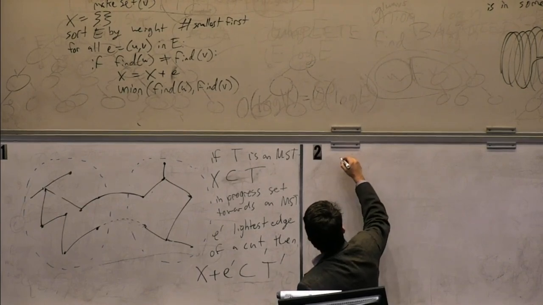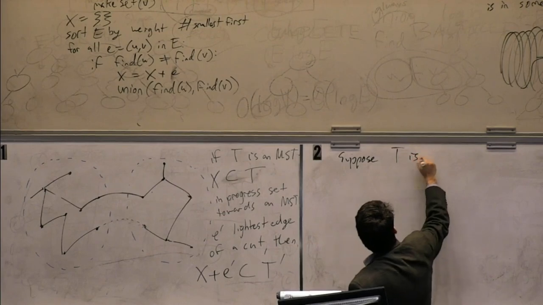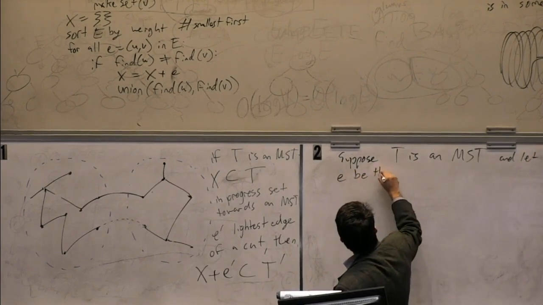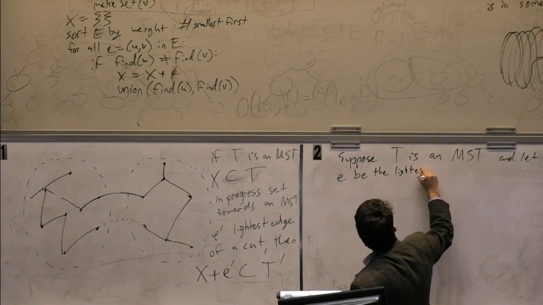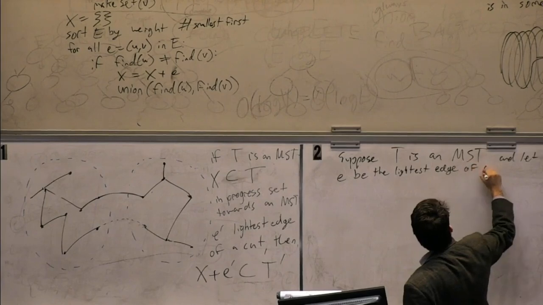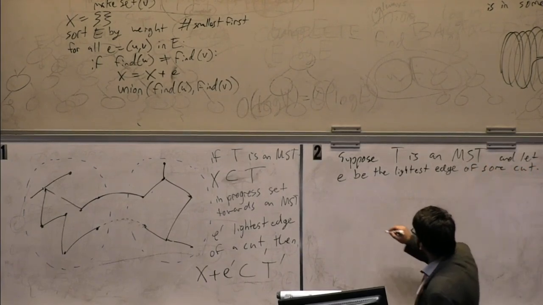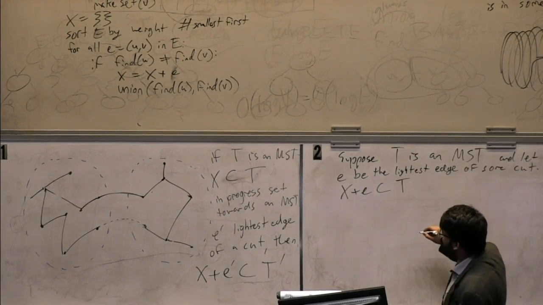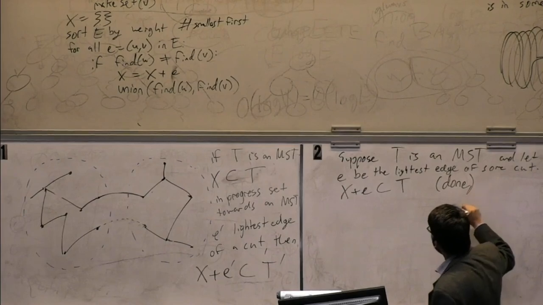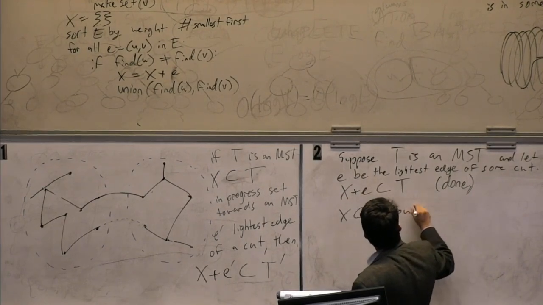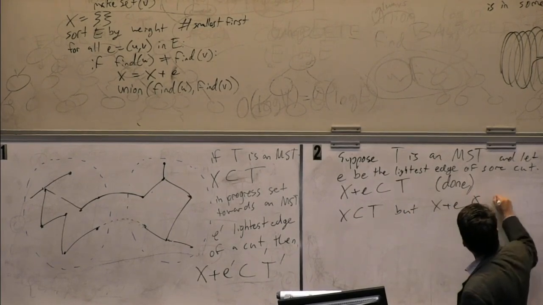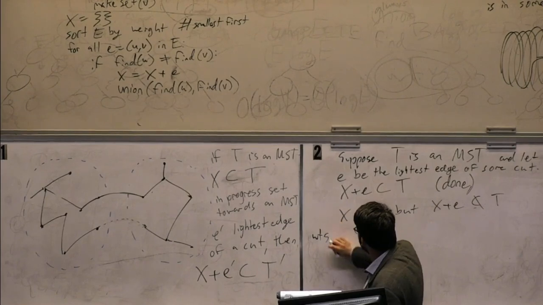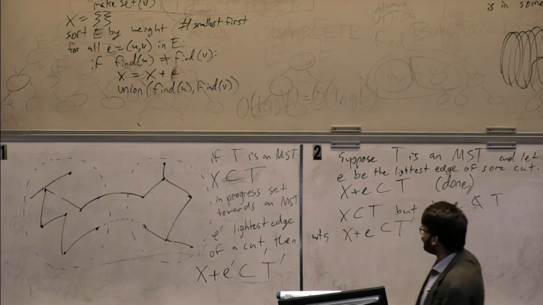So suppose T is an MST, and let E be the lightest edge of some cut. Then if X plus E is a subset of T, then we're done, because we're still in progress to an MST. So suppose then that X is a subset of T, but X plus E is not a subset of T. We want to show that X plus E is still in progress to some MST T prime, right?